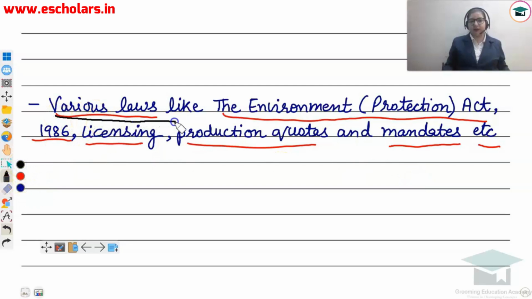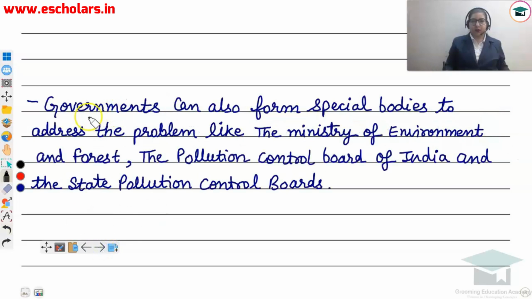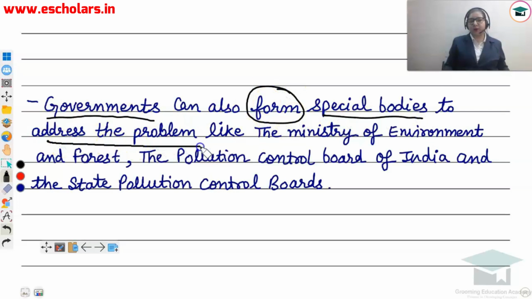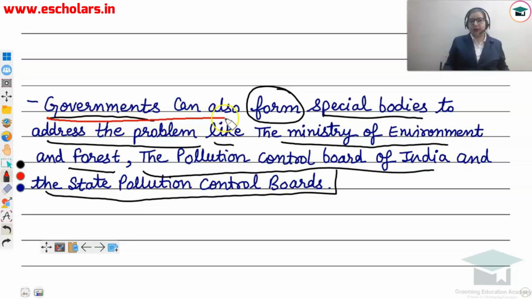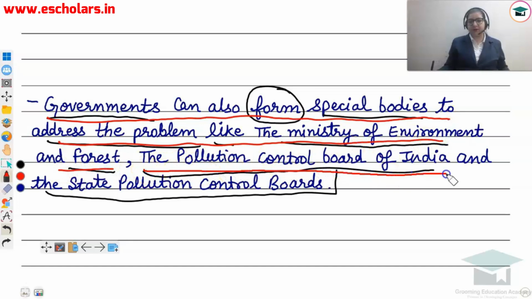So let's recall it. Various laws like the Environment Protection Act 1986, licensing, production quotas and mandates, etc. Also, the government can also form special bodies to address the problems related to the creation of negative externalities like the Ministry of Environment and Forest, the Pollution Control Board of India and the State Pollution Control Boards.